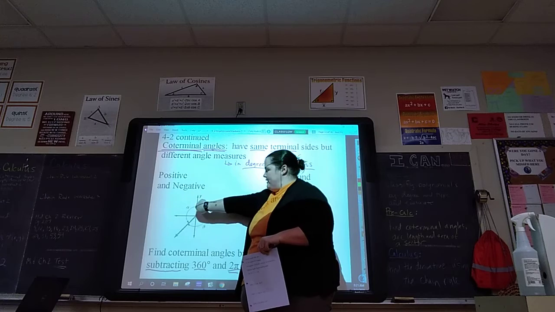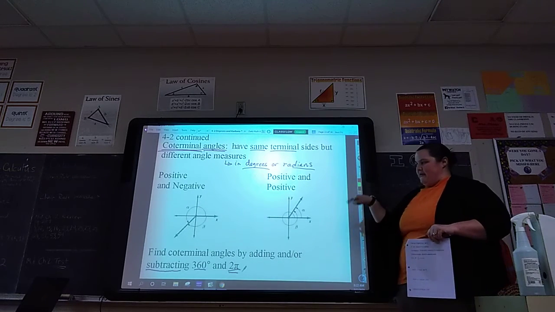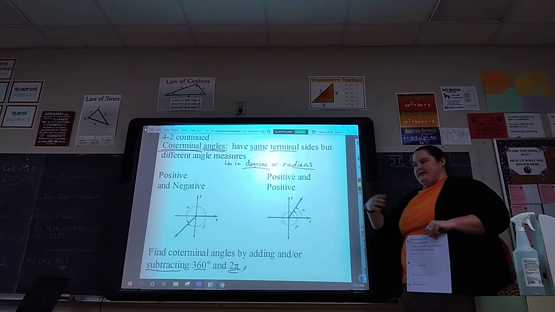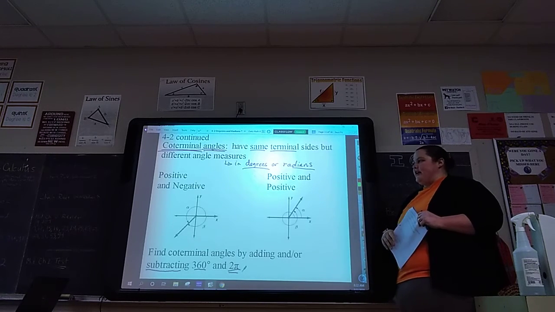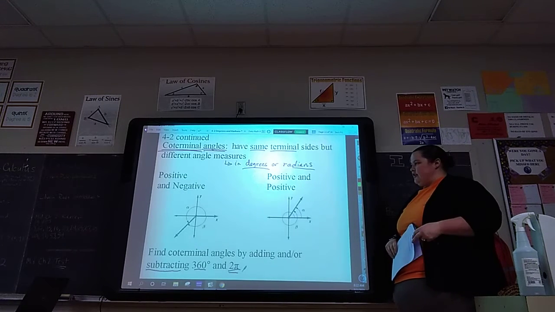That'll rotate you negatively back into that spot. Okay, so since it kind of makes a full circle, we can use a whole rotation, in either radians or degrees, to come up with a coterminal angle. If I just give you one angle, you can find the second one by subtracting 360.